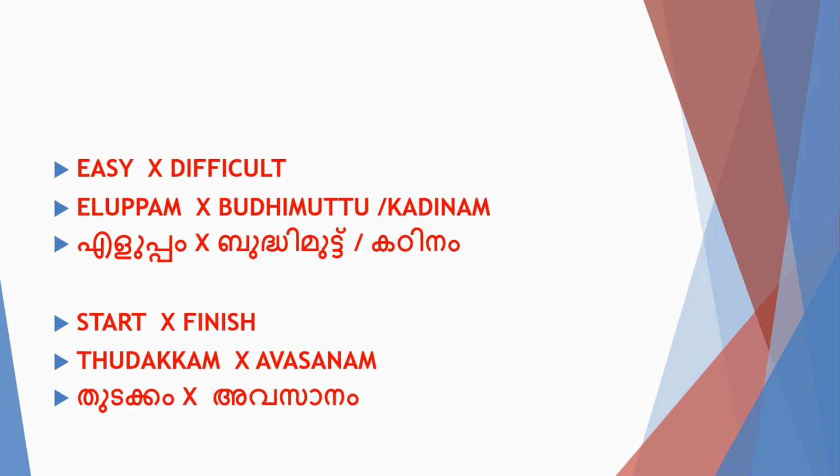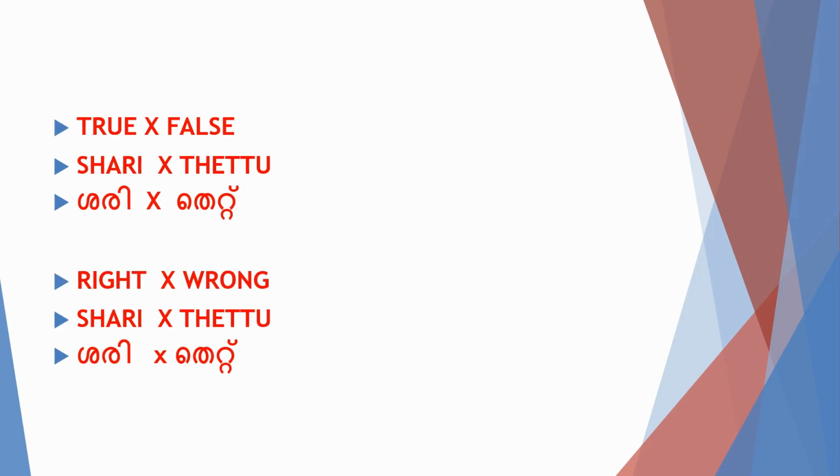Next one, start, finish. Start is thudakkam. Finish is avasanam. Thudakkam, avasanam. True, false. True is shari. False is tettu. Also, see the example. Right, wrong. Right is shari, wrong is tettu.